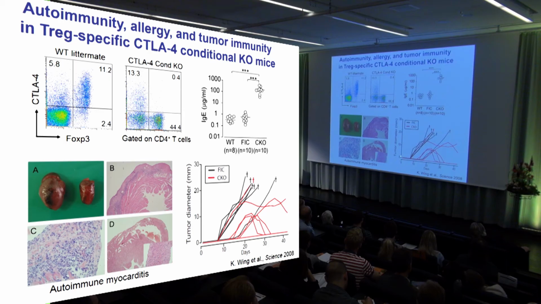So we transferred the T cells into nude mice and then inoculated cancer cells. The red one is the conditional knockout mice without CTLA-4 expression. The immune response is enhanced. The tumor first becomes bigger and then is rejected. But the control mice all died of tumor progression. So just like by Treg depletion, by non-expression of CTLA-4 in Treg, it really causes similar autoimmunity, tumor immunity, and allergy as we see in FOXP3 mutation or in human IPEX syndrome.